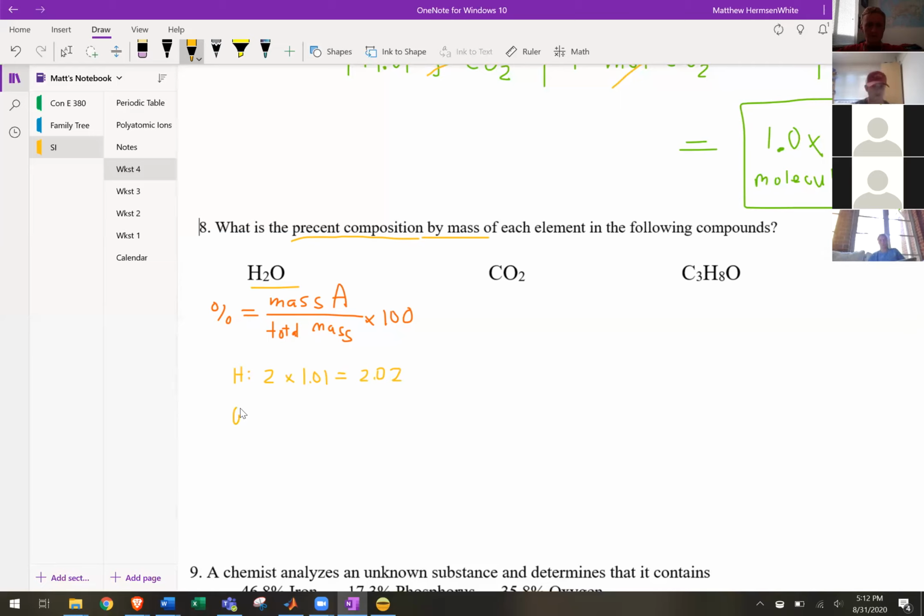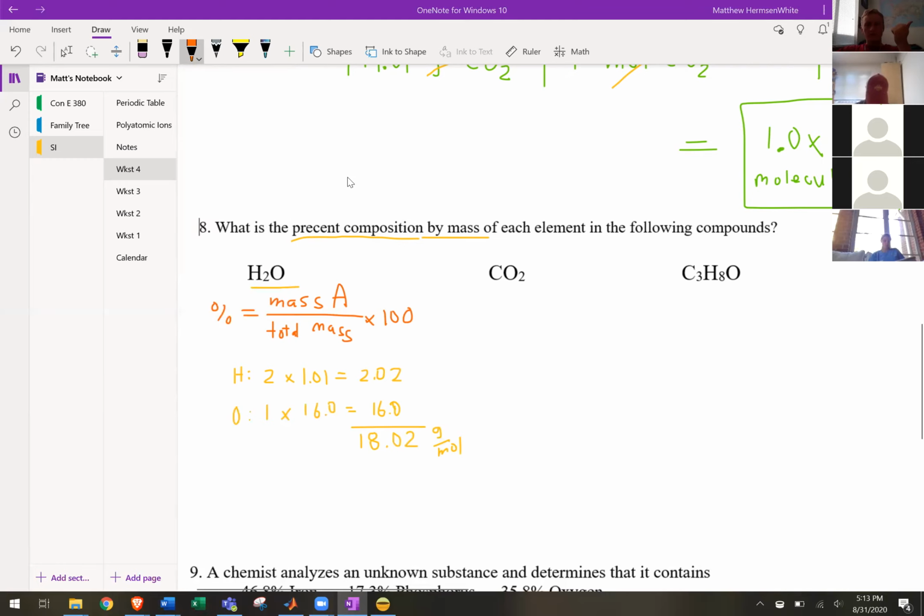And the mass of oxygen, well, we have 1 oxygen times the mass of oxygen, which is 16. So again, from the periodic table, it is 16. That would give us 16.0 for oxygen. Now to add up the total mass, that would be 18.02. And since we're dealing with molar mass, it's probably a good idea to toss on grams per mole.